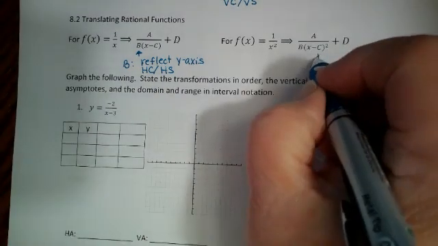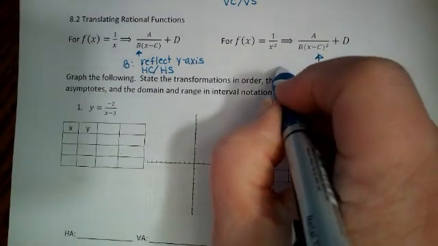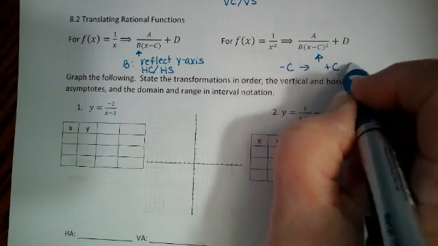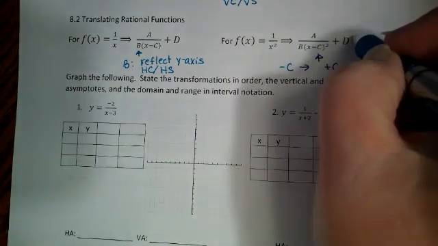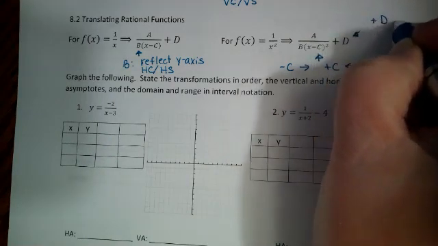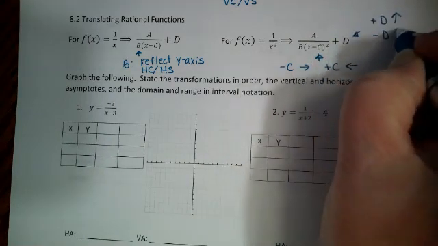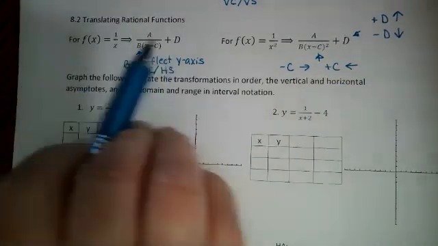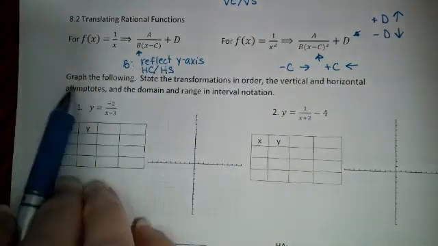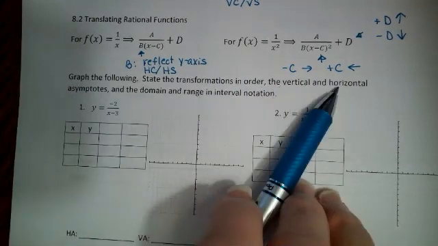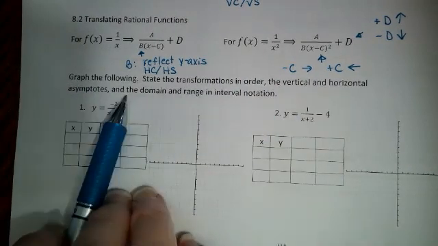Your C value is still negative C goes to the right, positive C goes to the left. And then your D value is still your up and down. Plus D goes up, a negative D goes down. So none of that has changed, but this is what they're going to look like. So graph the following, state the transformations in order, and give the vertical and horizontal asymptotes.